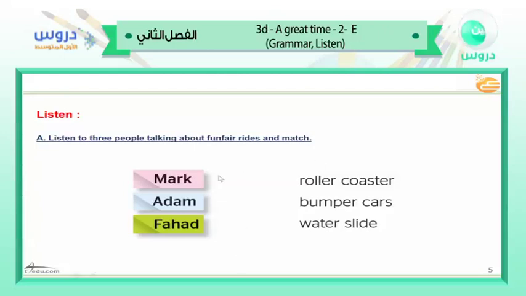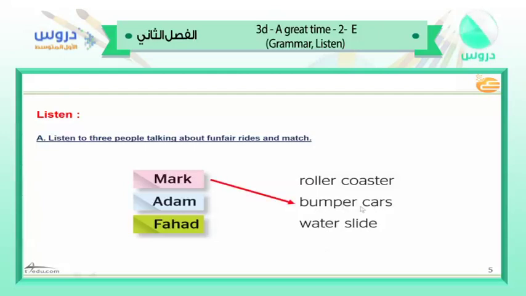Very nice, beautiful. So what do you think about Mark? Which one is the funfair ride he talked about? What do you think? He said something about red car and the colors of the cars. What do you think?